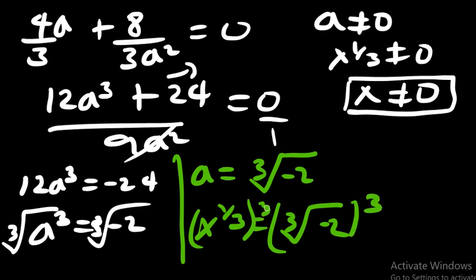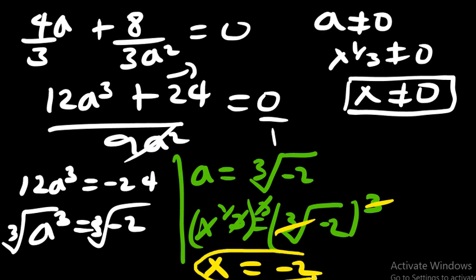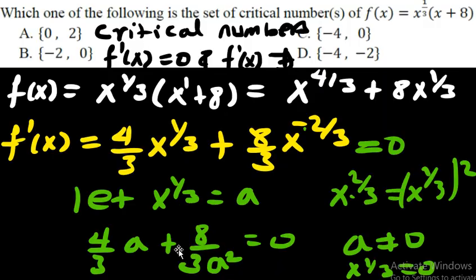Then what will happen? The cube cancels this one and x remains. So x is equal to negative 2, because the cube root and the cube cancel each other. So what are the solutions, or the critical numbers? One critical number is already found, negative 2. The other critical number, the undefined point, is 0. So the answer will be 0 and negative 2, which is B.